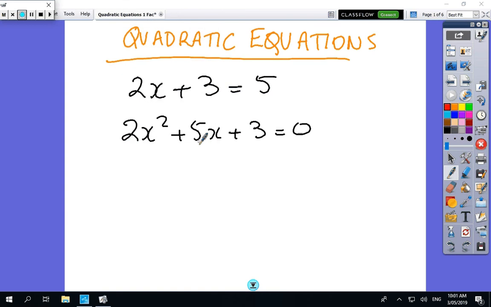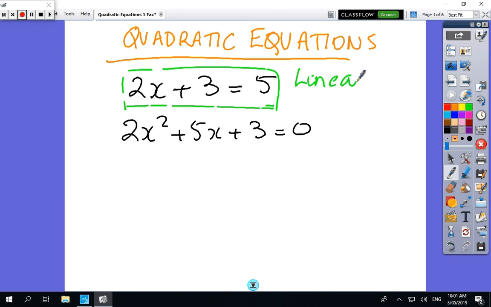Okay, hi, we're looking at quadratic equations, which are a different sort of equations to the ones you might have been doing previously. So you would have seen equations like this one before, and these are called linear equations. Get my pen. Okay, and the way we tell is the highest power of x is 1, and there's one answer.